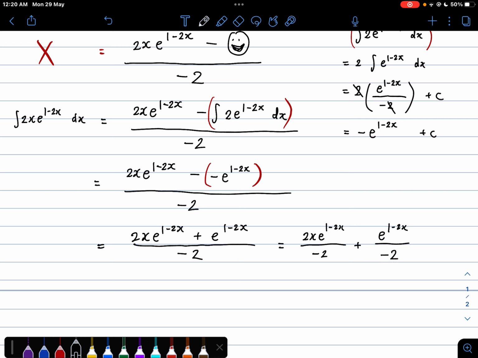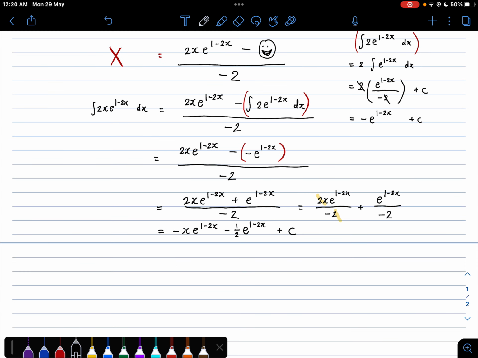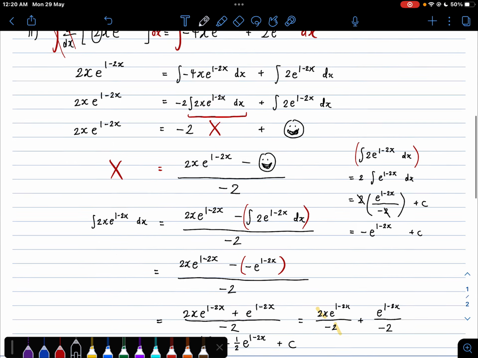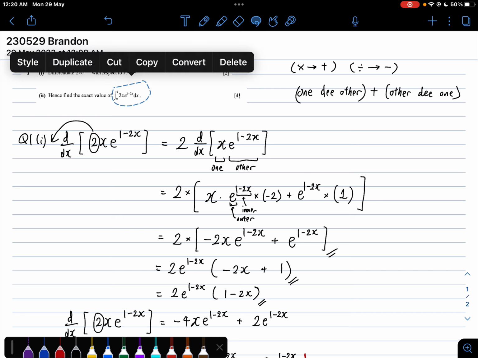Okay, good. Anything to cancel? Yes, 2 and 2 cancel away. You're left with minus x e power 1 minus 2x. The other guy, plus 1 over negative 2, so that's really just minus 1 half. Minus 1 half e power 1 minus 2x plus c. Okay, good. But we are not done yet, because what did we actually want to find? We actually wanted to find the definite integral, right?